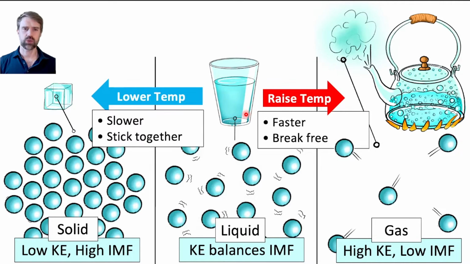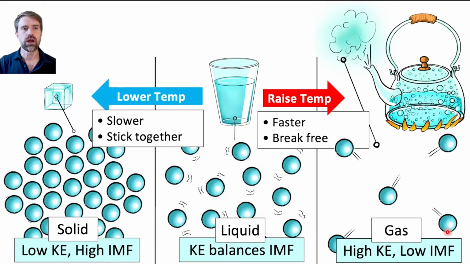So that's how phase changes work. You have these two things that are balancing out. As you lower the temperature, the particles move more slowly and they stick together more. In a solid, the kinetic energy, the motion, is low, but the intermolecular forces, the stickiness, is high. As you raise the temperature, the particles move faster and they become more and more free. In a gas, the kinetic energy, the motion, is high, and the intermolecular forces, the stickiness, is low.